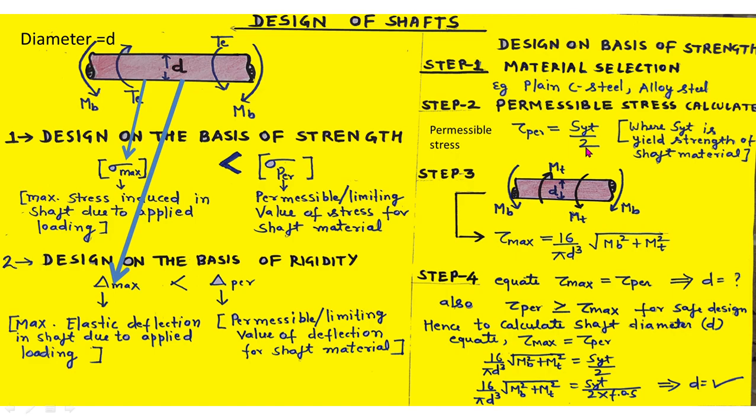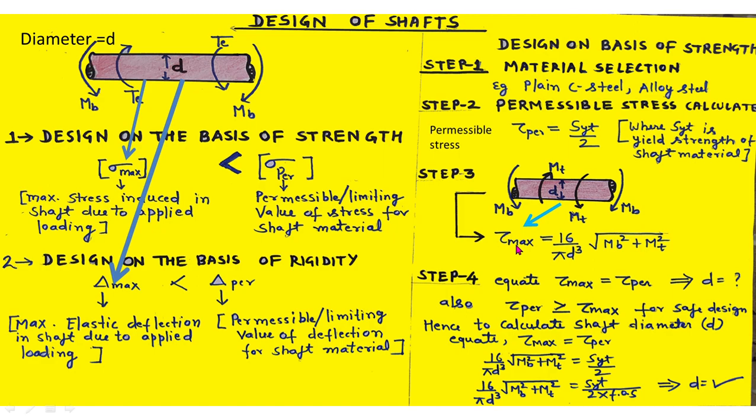Now friends, we have to find out the maximum value of the stress that is produced in the shaft material because of the loading condition. Because of the given loading condition, we have to find out the maximum value of the stress produced in the shaft. Suppose this is the loading condition as shown here, and the twisting moment is acting on the shaft, and the bending moment MB is acting on this shaft. Now because of this twisting moment and bending moment, there must be a shear stress induced in the shaft because of this loading condition.